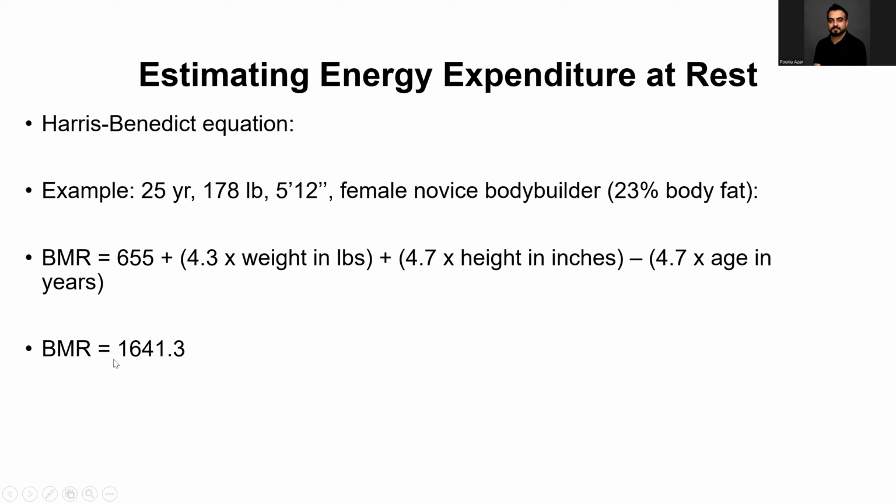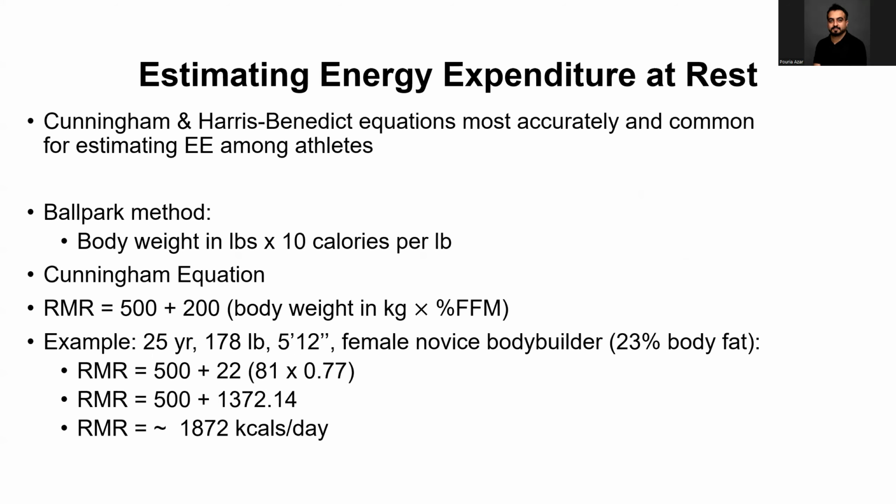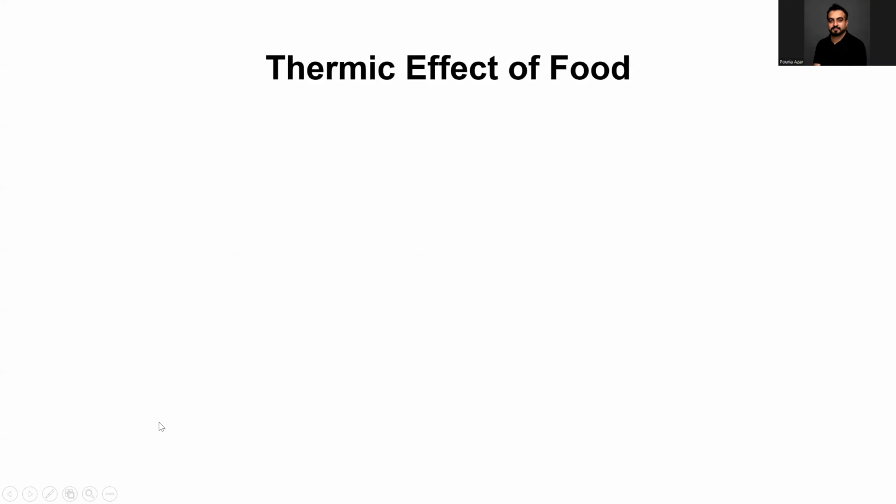You can say it's like resting metabolic rate as well, because there's only a slight difference between these two. We get this amount, 1641.3 kilocalories per day. And if we compare with this one, this is 1872 kilocalories per day. So there's a slight difference between these two.